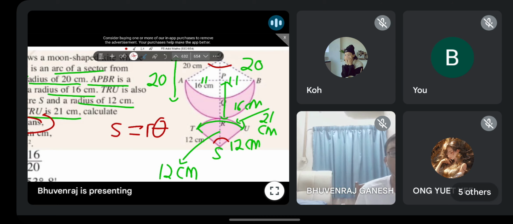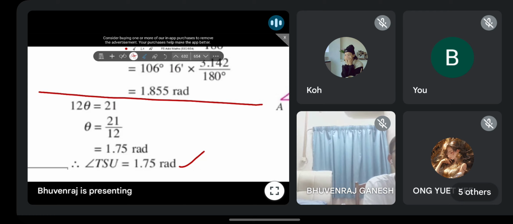You will get theta, this is the second part. Okay, you will get for TSU is 1.75 radian. All right, I think this one should be no problem. This one is the easier part, okay, for part A.